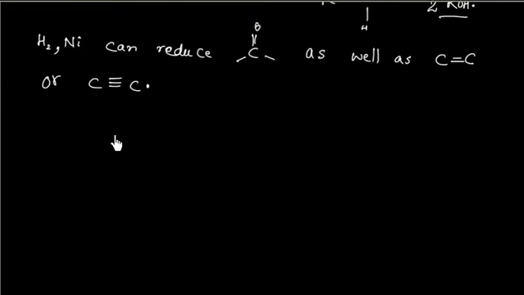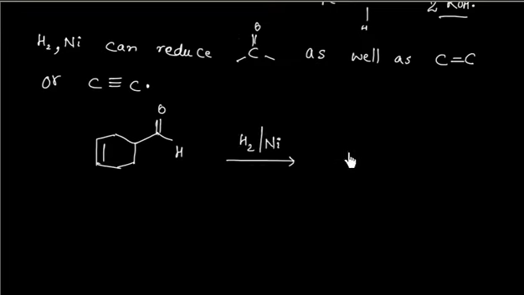So let us say, for example, if I have this compound and I want to reduce only this one, we cannot use hydrogen nickel. If I use hydrogen in the presence of nickel, in this case this double bond will be reduced as well as this carbonylic carbon, and oxygen will get reduced to form CH2OH.